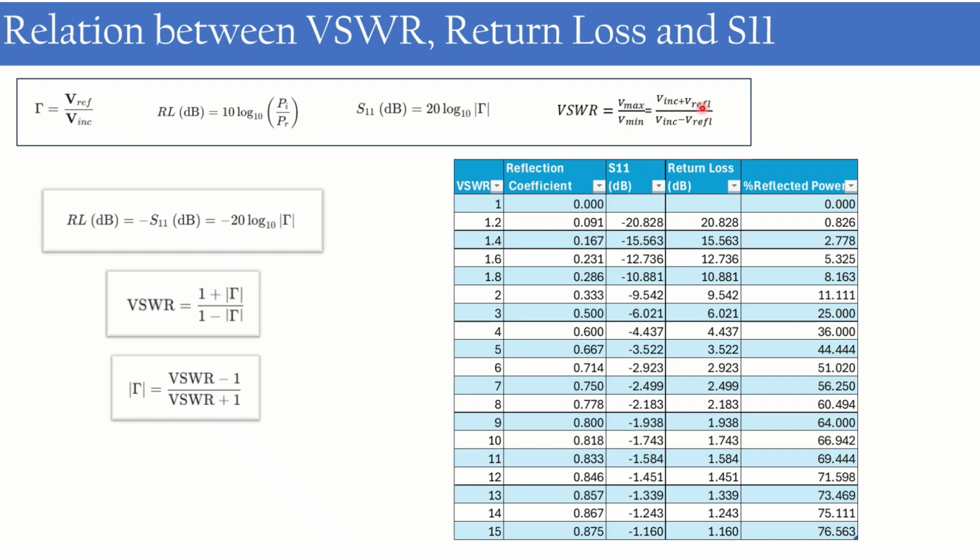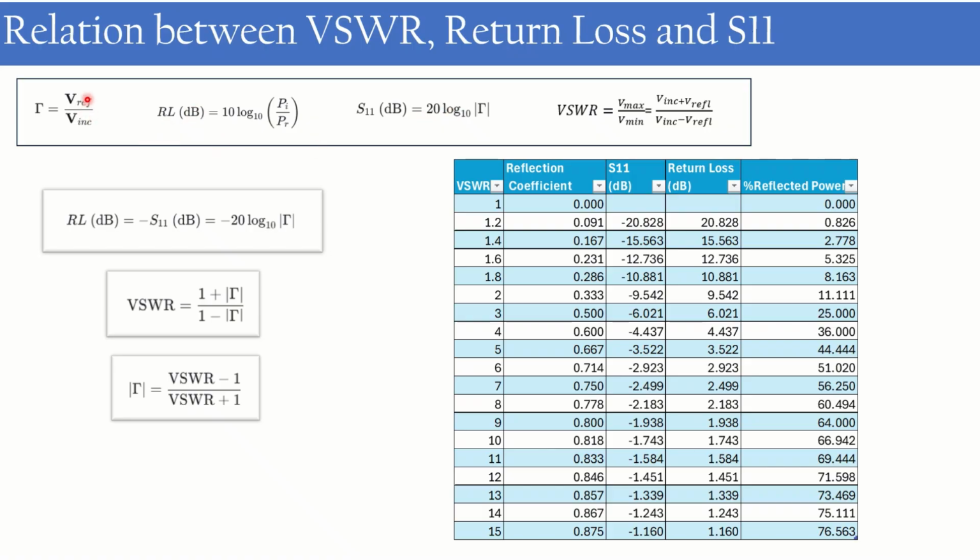where V max is equal to V incident plus V reflected and V min is V incident minus V reflected. So when we consider these two equations, we can see that the return loss is minus S11, because in return loss it is considered as incident power divided by reflected power. But in the case of S11, it is the reverse, that is, the reflected voltage by the incident voltage, and we are considering 20 log. So both become inverses, and we can consider return loss equal to minus S11.